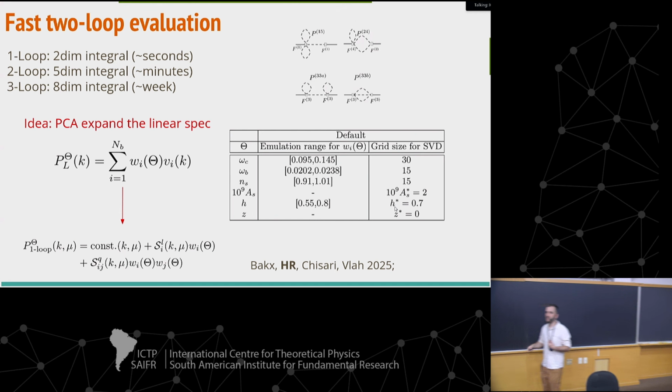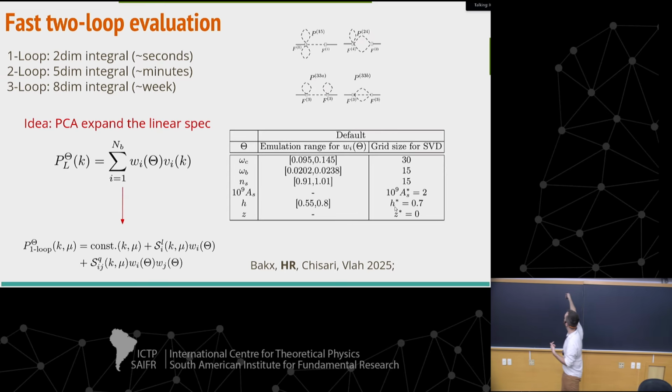So what we have done is to pre-compute these tensors S at two loops, and for every single cosmology you sample, you just have to compute those weights. You just have to find the weights in this basis. So computing loops, once you have these pre-computed tensors Sij and Si here, becomes quite cheap.